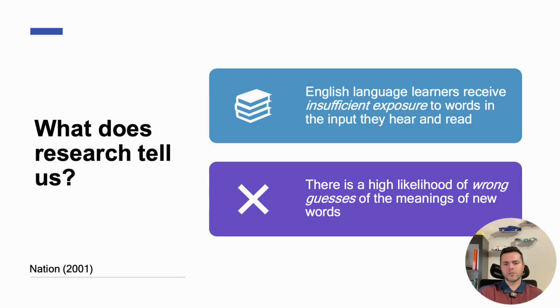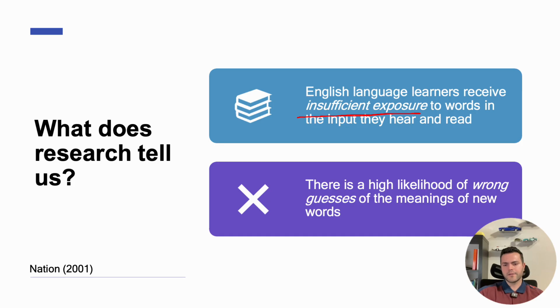So far, we've talked about why vocabulary matters and how it's learned. But what does research actually say about the process? According to Nation 2001, there are two key findings standing out. First, learners receive insufficient exposure to words in the input they hear and read. Even if students are regularly reading or listening in the target language, they often don't encounter new words enough times to actually grasp them. Repeated, meaningful encounters with words are quite rare, especially for low-frequency vocabulary.